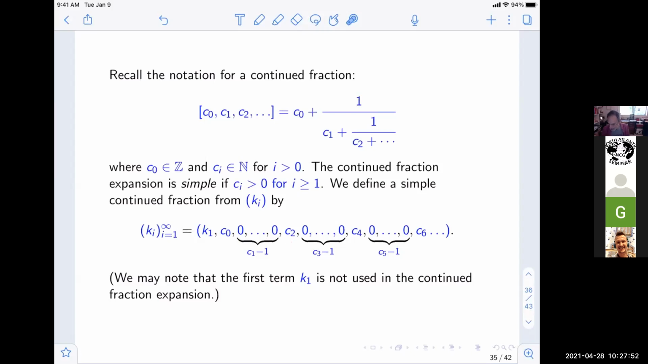So in this way, we build a sequence of non-zero positive integers, C1, C2, C3. And that's where the continued fraction comes from that we want. So it's a very strange correspondence between the sequence defining our graph and the continued fraction that comes out of it.